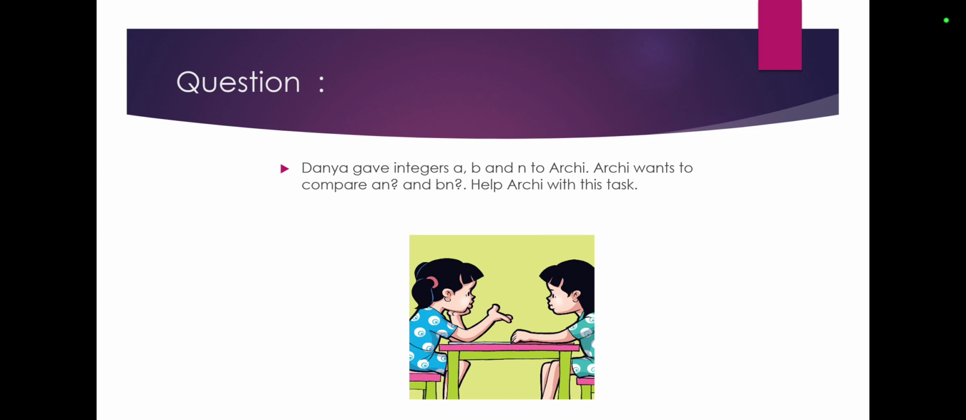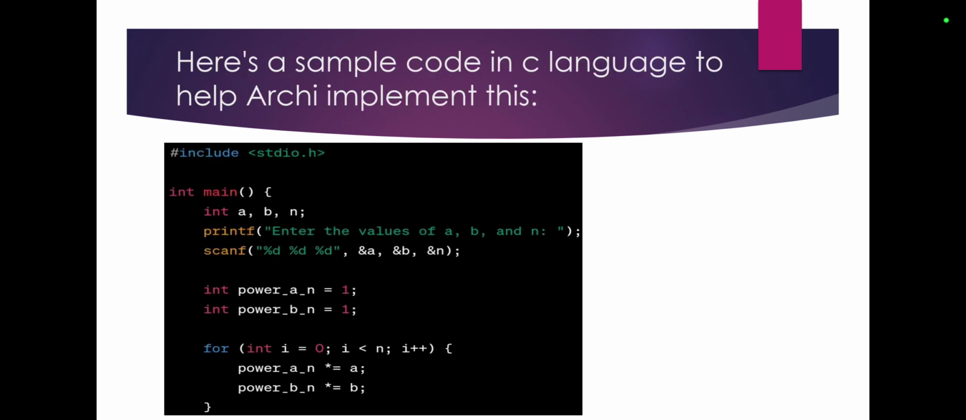My question in this subject is: Danya gave integers a, b, and n to Archie. Archie wants to compare a^n and b^n. Help Archie with this task. Here is a sample code in C language to help Archie implement this. A brief explanation about this code is given in the next slide. So let's know this code first.